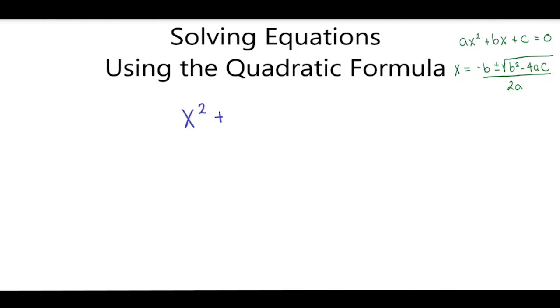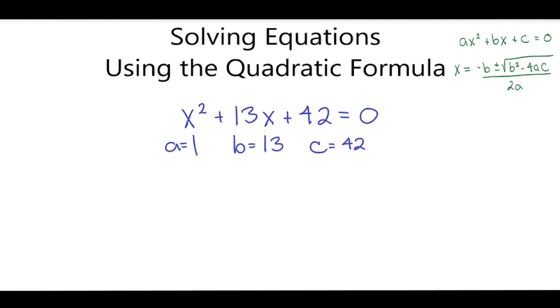x squared plus 13x plus 42 is equal to 0. So what we'll do is first we need to label a, b, and c. Okay? So a is always the coefficient of x squared. Since there's no number out in front of the x squared, that means that it's 1. So a is 1, b is 13, and c is 42. Now we're going to plug that into our quadratic formula here.